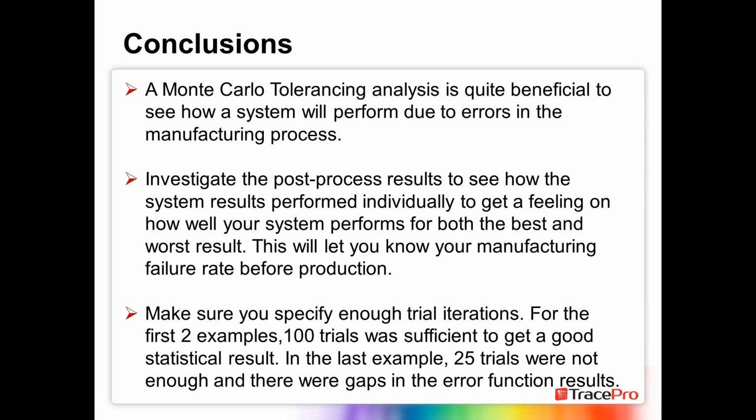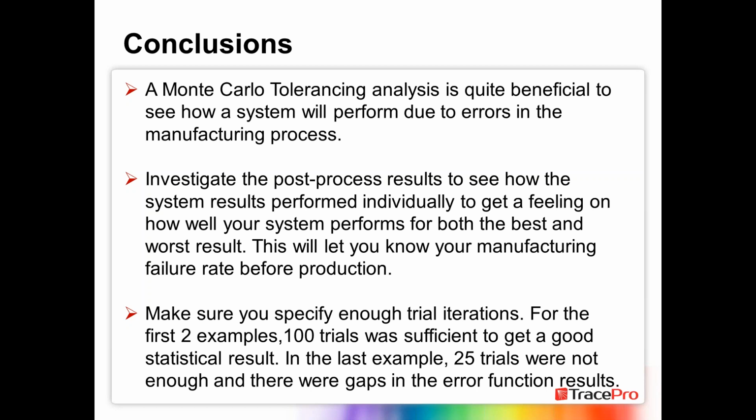Finally, make sure you specify enough trial iterations. For the first two examples, 100 trials were very sufficient, and you can see that because we had entries in each one of the error value ranges. For the last one, 25 wasn't good enough. We saw large gaps, and I would feel very uncomfortable using that information and then trying to figure out just how good my manufacturing failure rate was going to be.